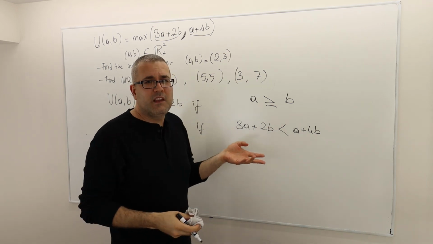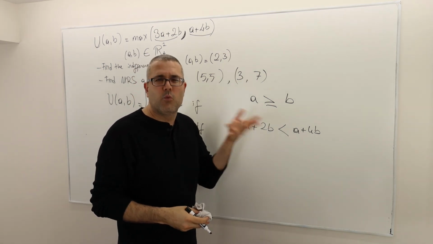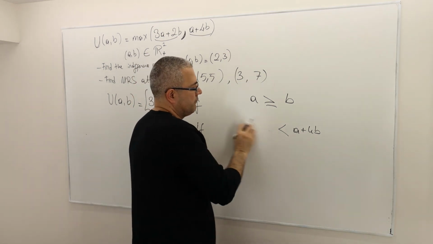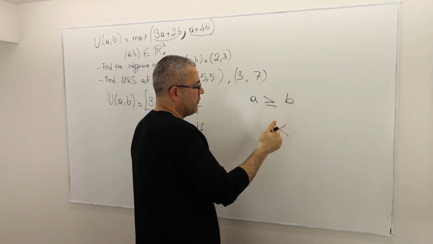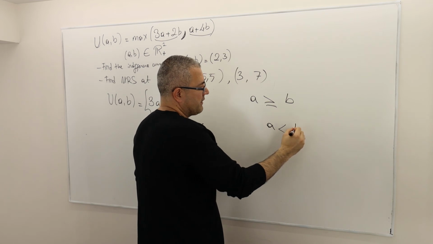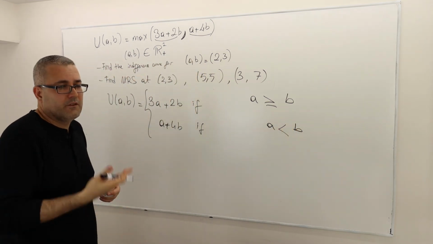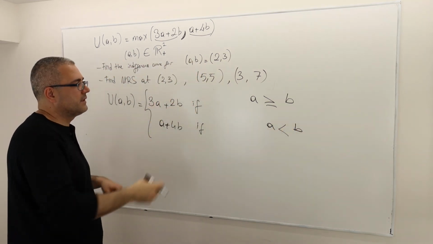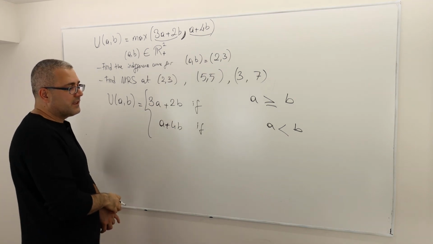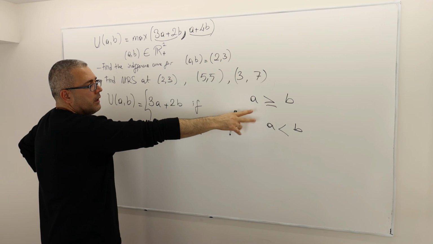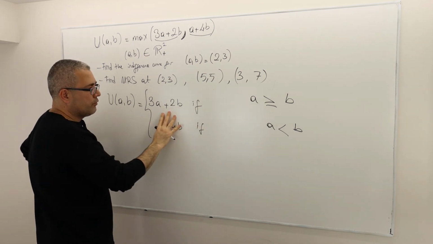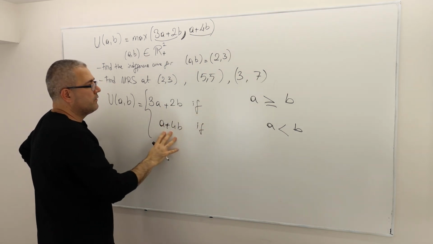Do I have to make the same analysis? Remember, this was otherwise. Otherwise means what? Well, the opposite of this. So a is strictly less than b. Okay? So you don't have to do this calculation again. So that's it. Whenever your a and b satisfy this, this is your utility. If it satisfies this, this is your utility.